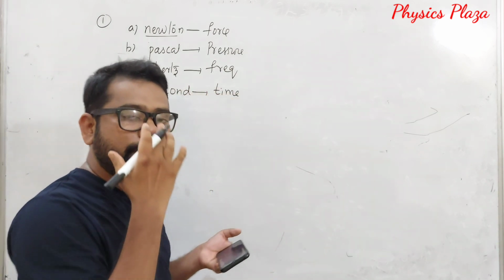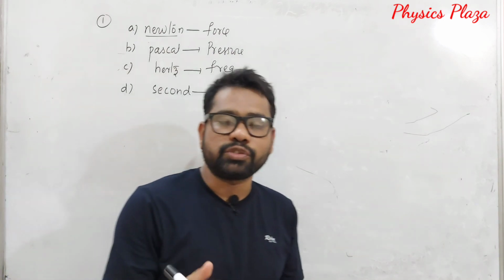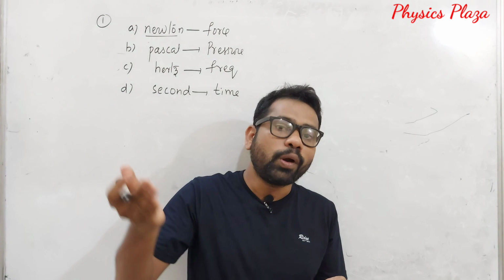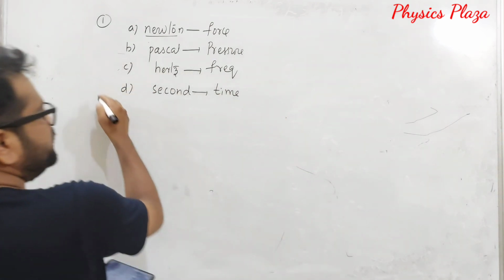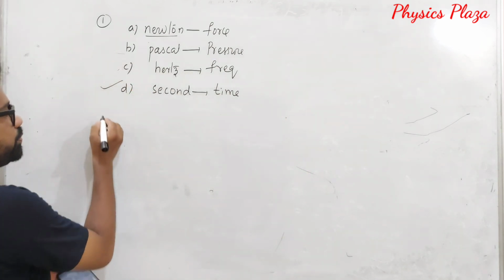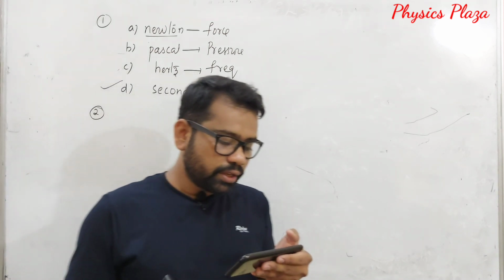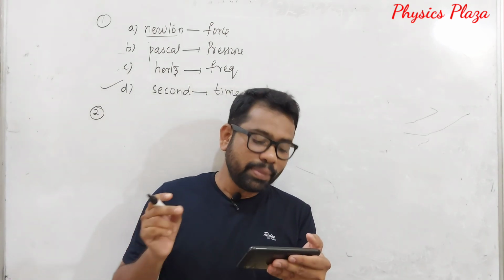The units of fundamental quantities we call fundamental units. Why? Because they do not depend on any other units and they are not derived. So option D is right. Option D is right. And here is the second one. Which of the following units is not a fundamental unit?